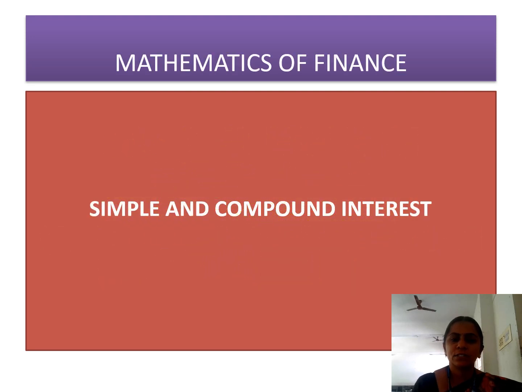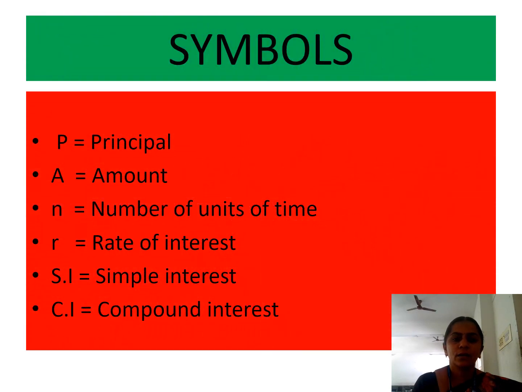We are going to discuss the topic simple and compound interest under the subject Mathematics of Finance. These are the symbols we have to use here. P denotes principal, A denotes amount, N denotes number of units of time, R denotes rate of interest, S.I denotes simple interest, C.I denotes compound interest.